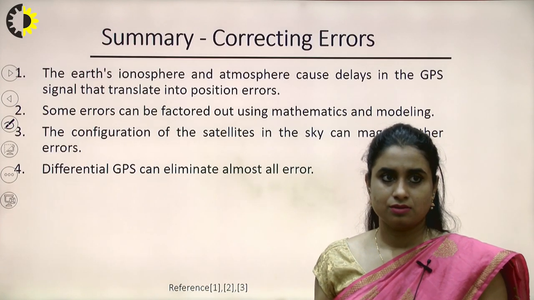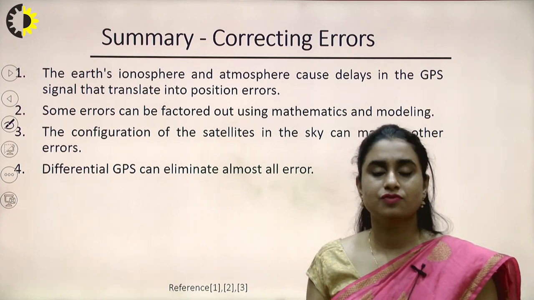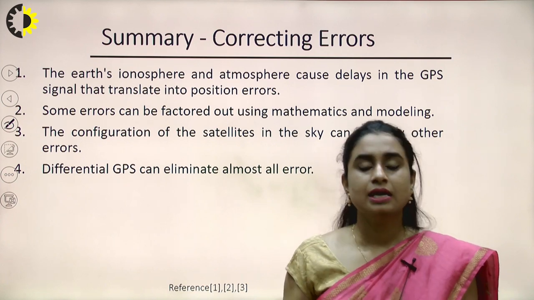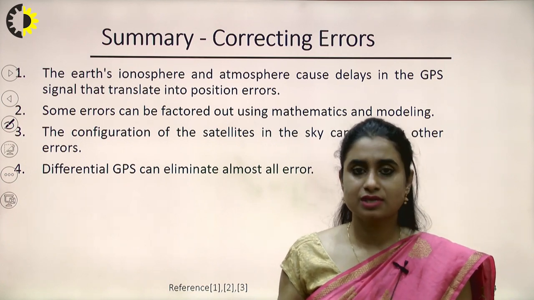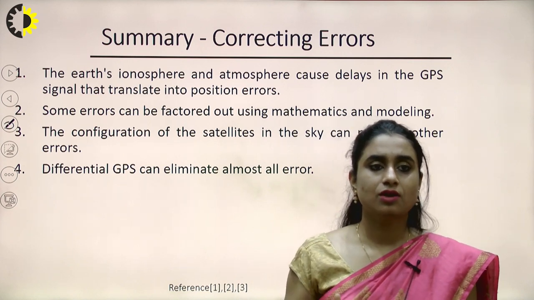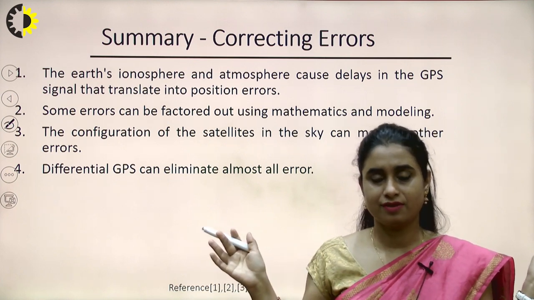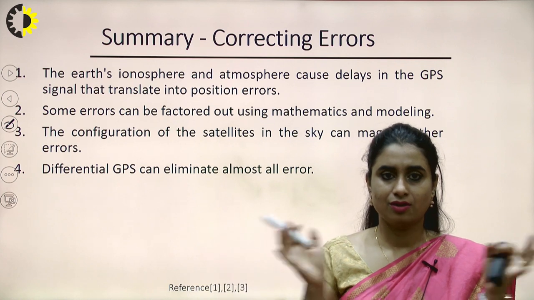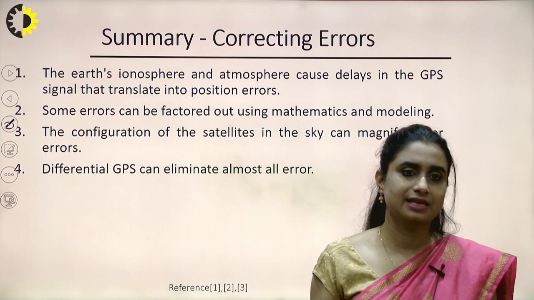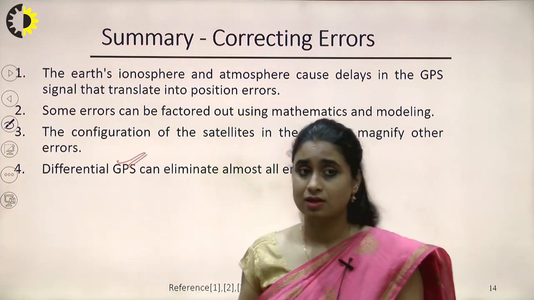Right? So if I summarize about errors, the Earth's ionosphere and atmosphere cause delay in the GPS signal that translates into position errors. Now, some errors could be factored out using mathematics and modeling, as in the first case we discussed. And the configuration of satellites in the sky can magnify other errors, right? Whether we use widely spaced or closely spaced satellites, that depends. Although differential GPS can eliminate almost all errors, this is the most famous kind of GPS that we use.